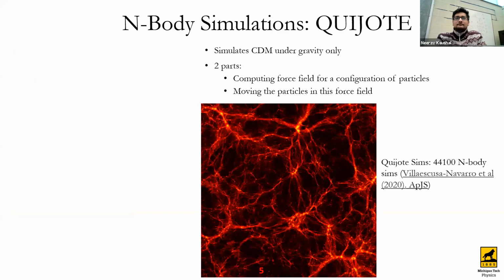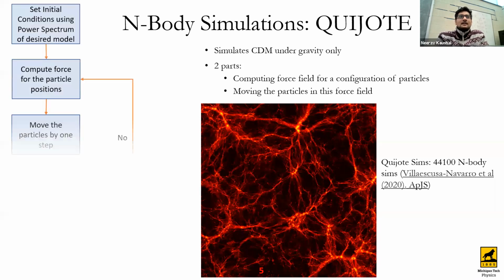Next. So what are n-body simulations? In n-body simulation, we simulate the cold dark matter particles under the effect of Newtonian gravity alone. You can think of cold dark matter as a human skeleton and each organ of a body as a galaxy inside that skeleton. So what we do is we compute the force field for a configuration of particles, and then we move the particles in this force field. In the figure below, you can see the Quixote simulation, in which you can see very underdense regions that are blackish, as well as filament sheets and clusters.